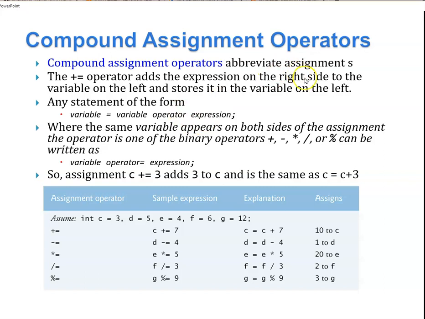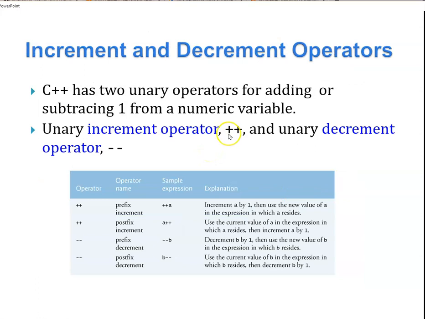So, compound assignment operators abbreviate assignment to simplify things. For example, the plus equal operator adds the expression on the right to the variable on the left. So, variable equals variable operator expression can be rewritten. Usually it's variable operator equals expression. So assignment c += 3 is the same as writing c = c + 3. You can do that with times, you can do that with multiplication.